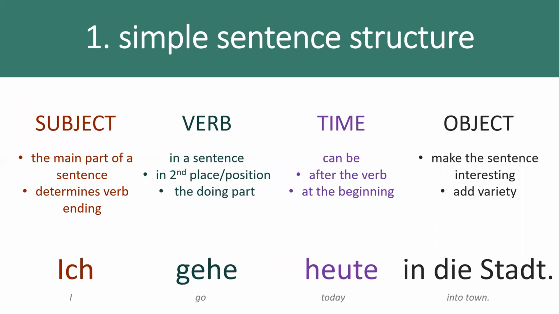So let's think about putting it first of all after the verb. Hier steht der Zeitausdruck hinter dem Verb. Also unser einfacher Satz, our very simple sentence. Ich gehe heute in die Stadt. So subject first, verb second place, then the time and then the object. So ich gehe heute in die Stadt.